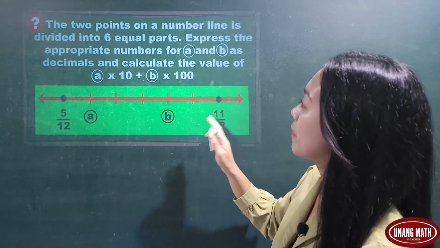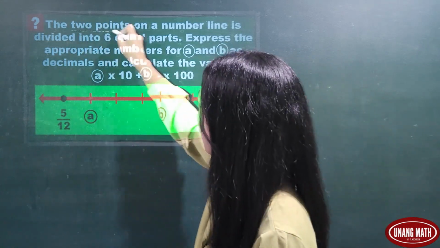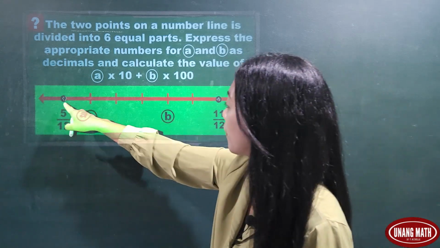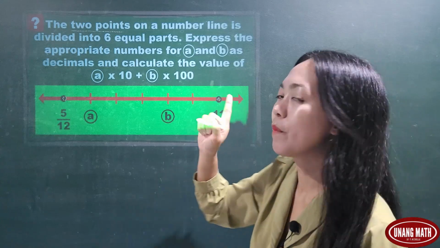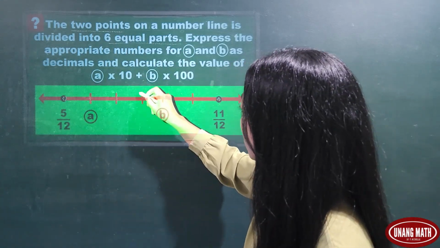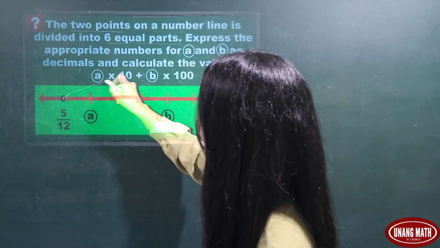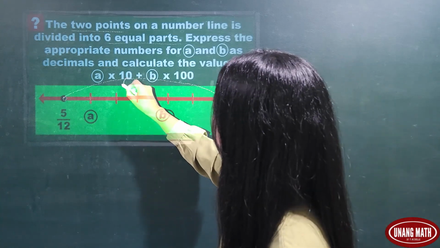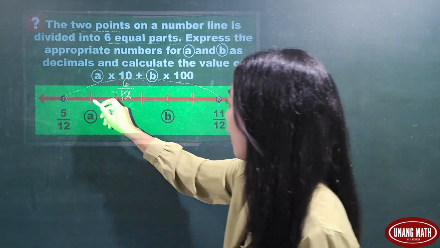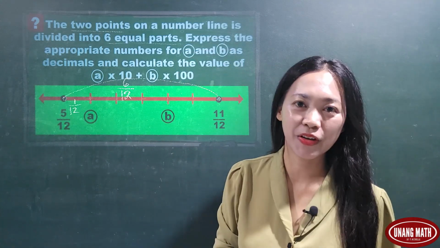So, according sa problem na ito, meron tayong number line at ang number line na ito ay may 2 points. Specifically, ang point na ito at ang point na ito. And from this point hanggang sa point na ito, it's divided into 6 equal parts. So, 1, 2, 3, 4, 5, 6. Ibig sabihin, from this point hanggang sa point na ito, it's equal to 6 over 12. So, bawat part ay equivalent to 1 over 12.